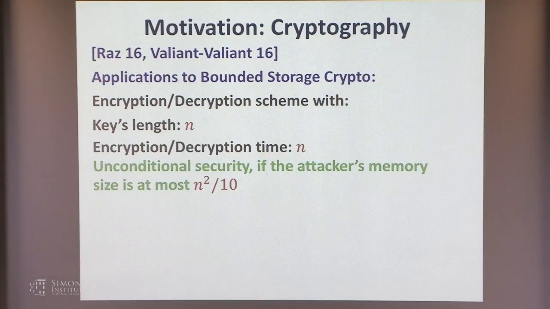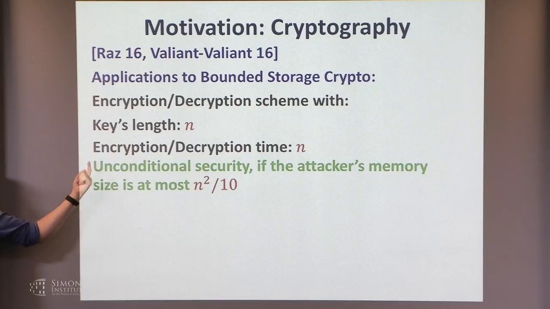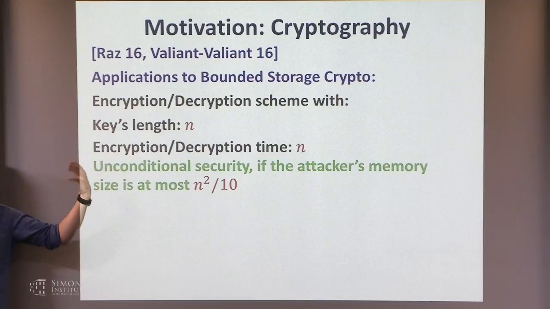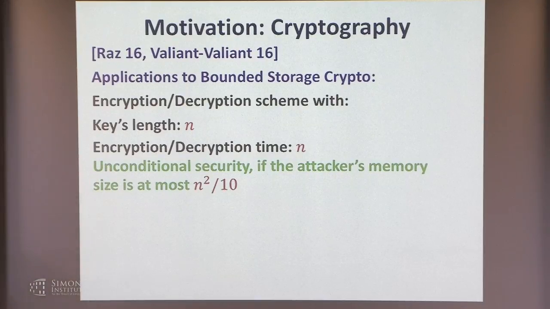They need to share a key of length n, which would simply be x. Whenever Alice wants to send a message to Bob, she draws a random a, takes the inner product of a and x to get a random-looking bit, and XORs it to her message. We would require something like n steps per bit. This would be secure against attackers that have less than n squared memory bits.